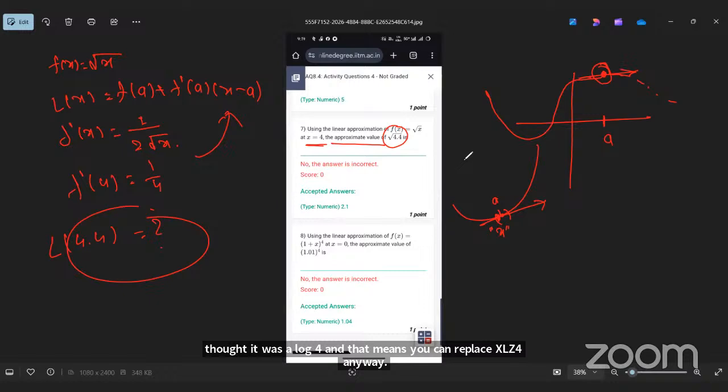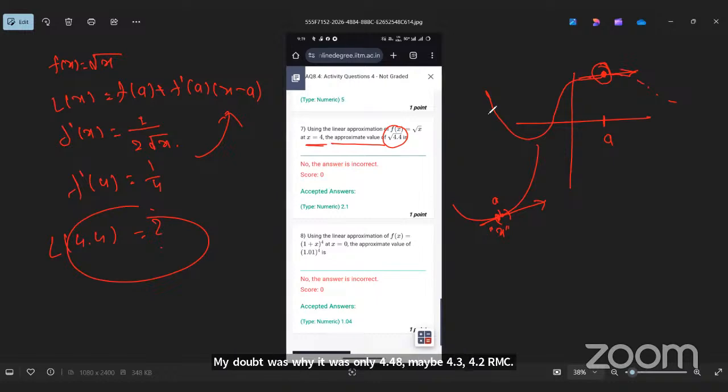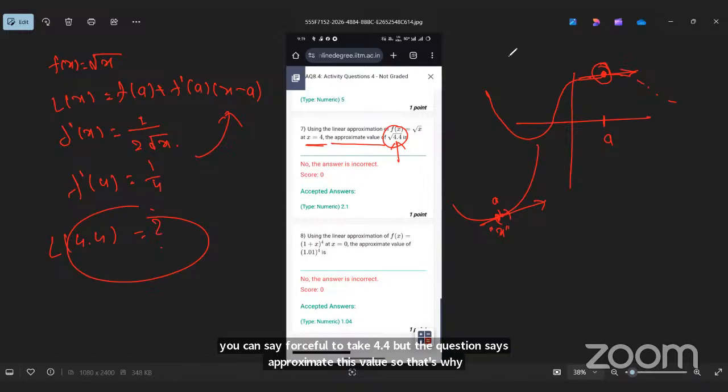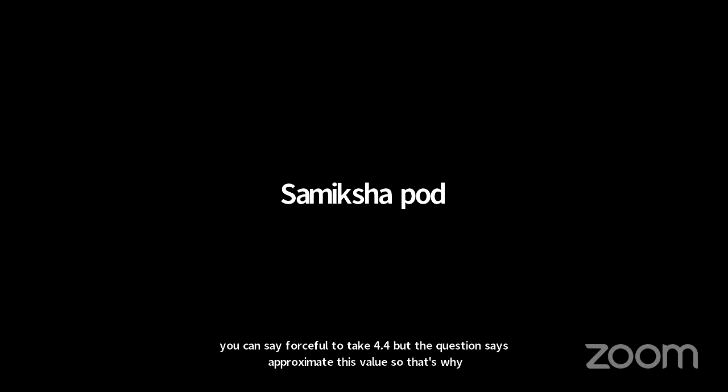Ma'am, my doubt was why it was only 4.4, it may be 4.3, 4.2 or anything like that. Yeah, any point you can take, but I think the calculation is a little easy for 4.4. That's all. Any point you can approximate. It's not forceful to take 4.4, but the question says approximate this value, so that's why. Okay, so let's go to the next question.